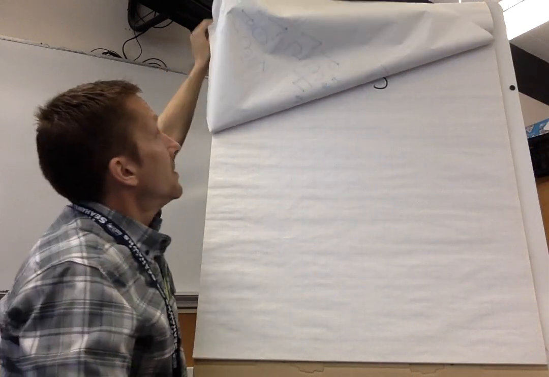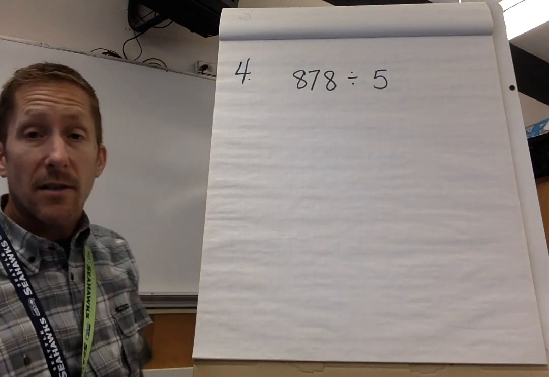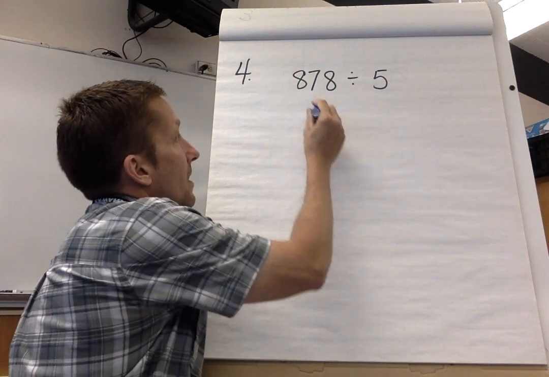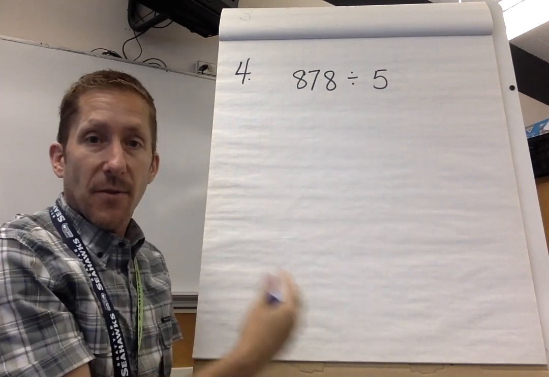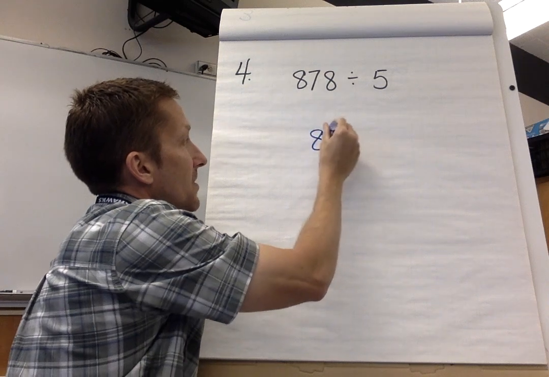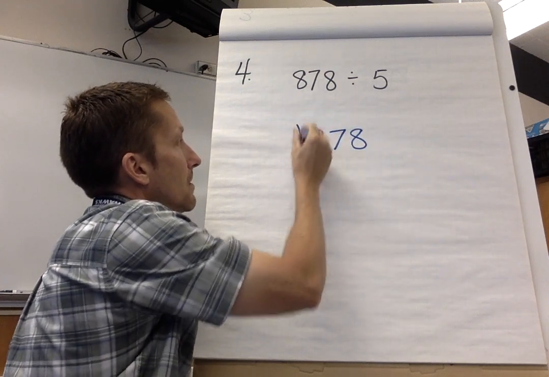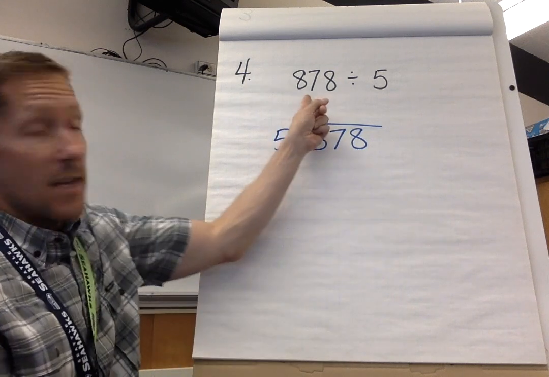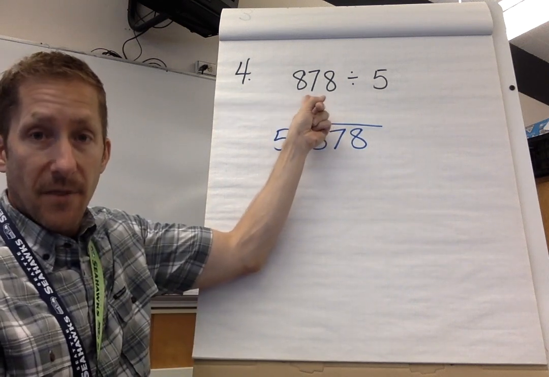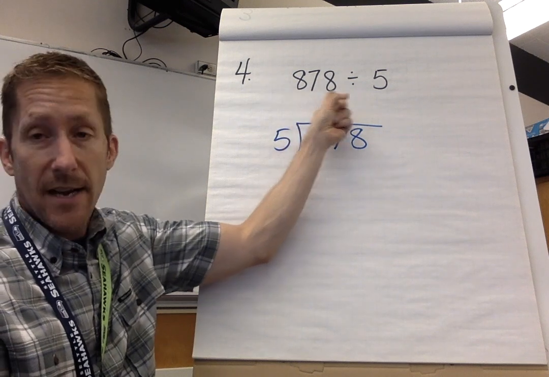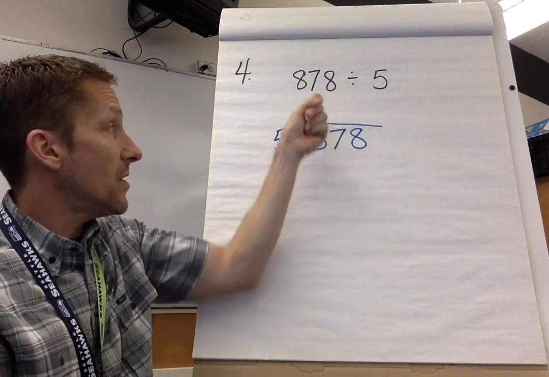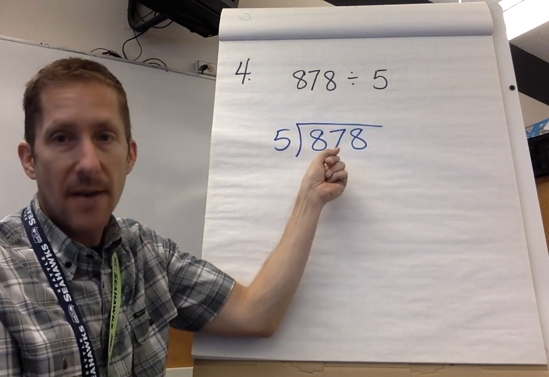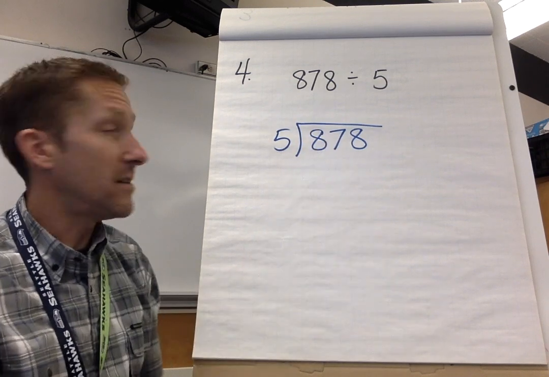Question 4. Long dividing. Again, it's written sideways. First thing I'm going to do is rewrite it so I can solve it. In division, the first number, if it's written sideways, 878 divided by 5, first number always goes on the inside. Doesn't matter which one's bigger. This is always the pattern.